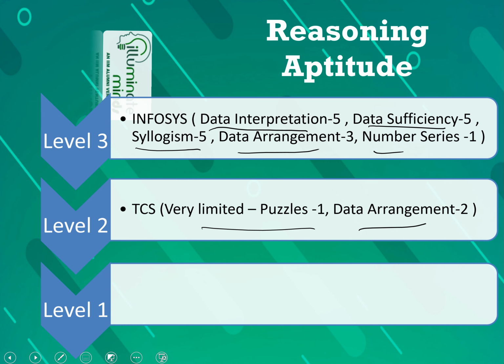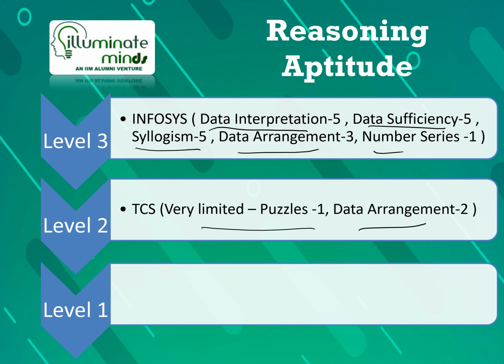Now let's start comparing each section. First, let's talk about the reasoning aptitude. To what extent do I need to learn reasoning if I compare Infosys versus TCS? If I belong to an Infosys campus, then there are 5 chapters that I need to prepare in the reasoning. One is data interpretation, which will have 5 questions there. Data sufficiency 5 questions. Syllogism 5 questions.